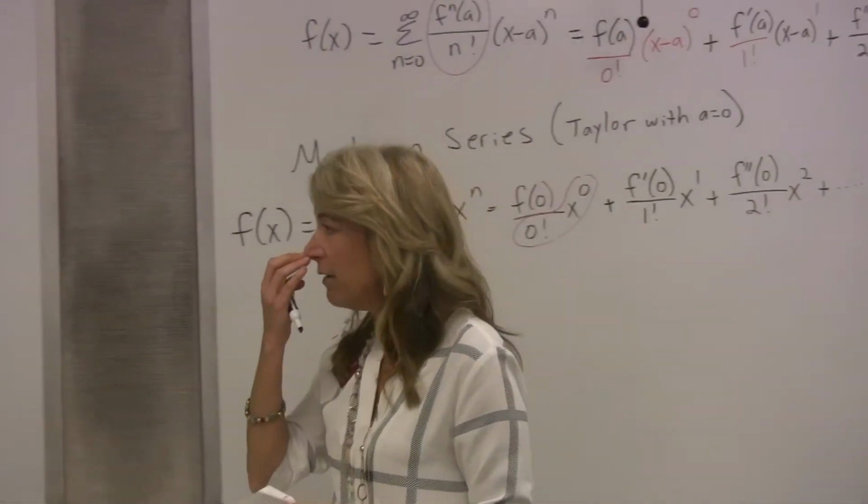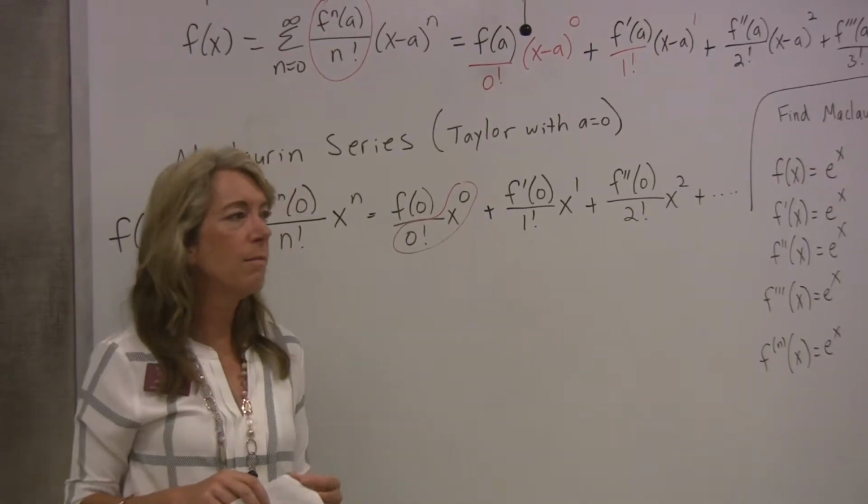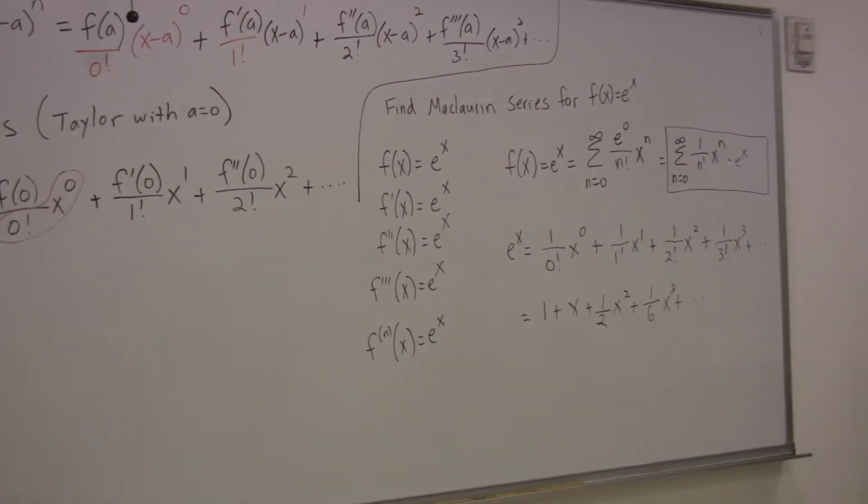So I took a bunch of derivatives. What else do I need? What am I plugging into those derivatives if I'm doing a Maclaurin series? 0. I'm plugging 0 in. So let's plug 0 into all these.